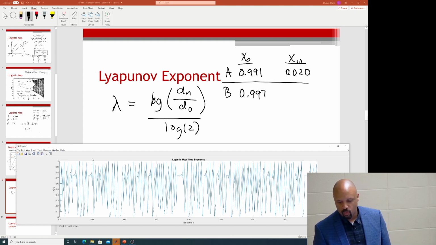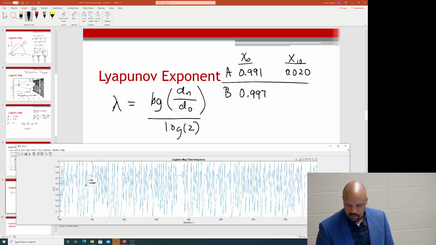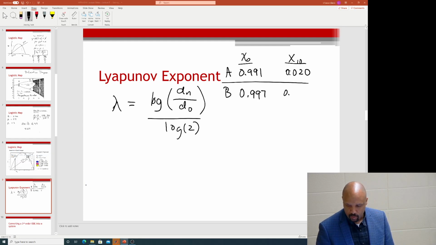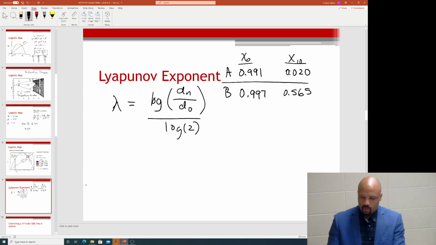So now we're going to look at 141. Let's go look at 141 and see if we can find out where that one lands. It's probably somewhere around here. That's 37. And so here's 141, 0.565. All right. So those are the two points.